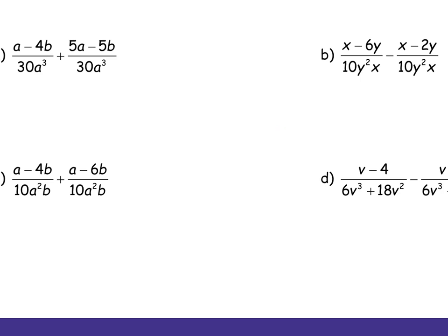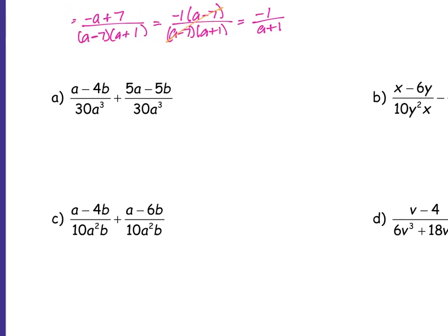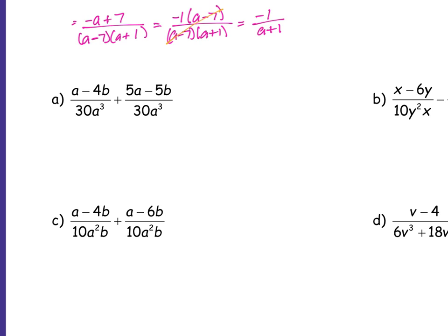Okay, so my denominator's the same. So I'm going to add my terms together. So I get a plus 5a is 6a, and negative 4b plus negative 5b is negative 9b, all over 30a cubed. And 3 goes into all of them, so I should get 2a minus 3b all over 10a cubed. Does that make sense?